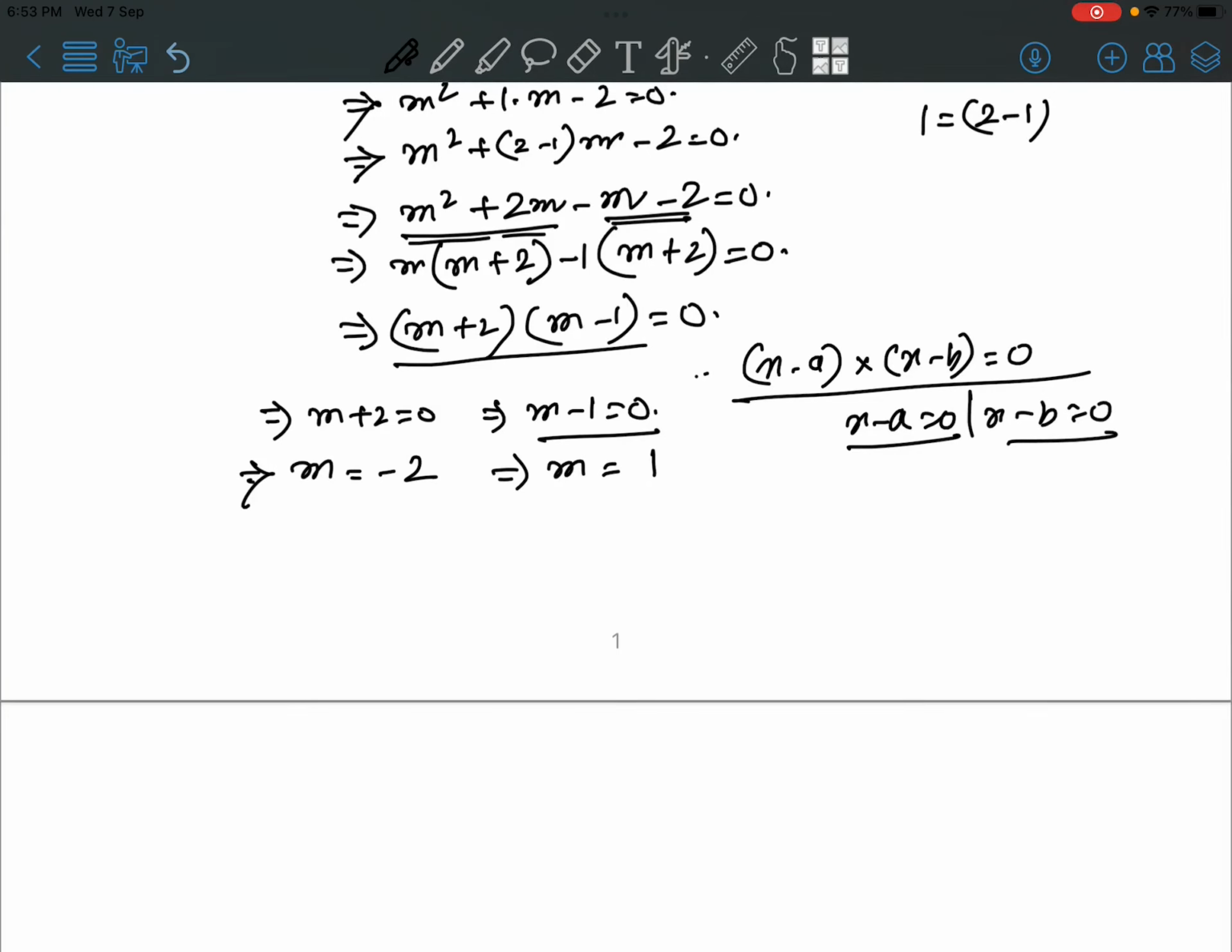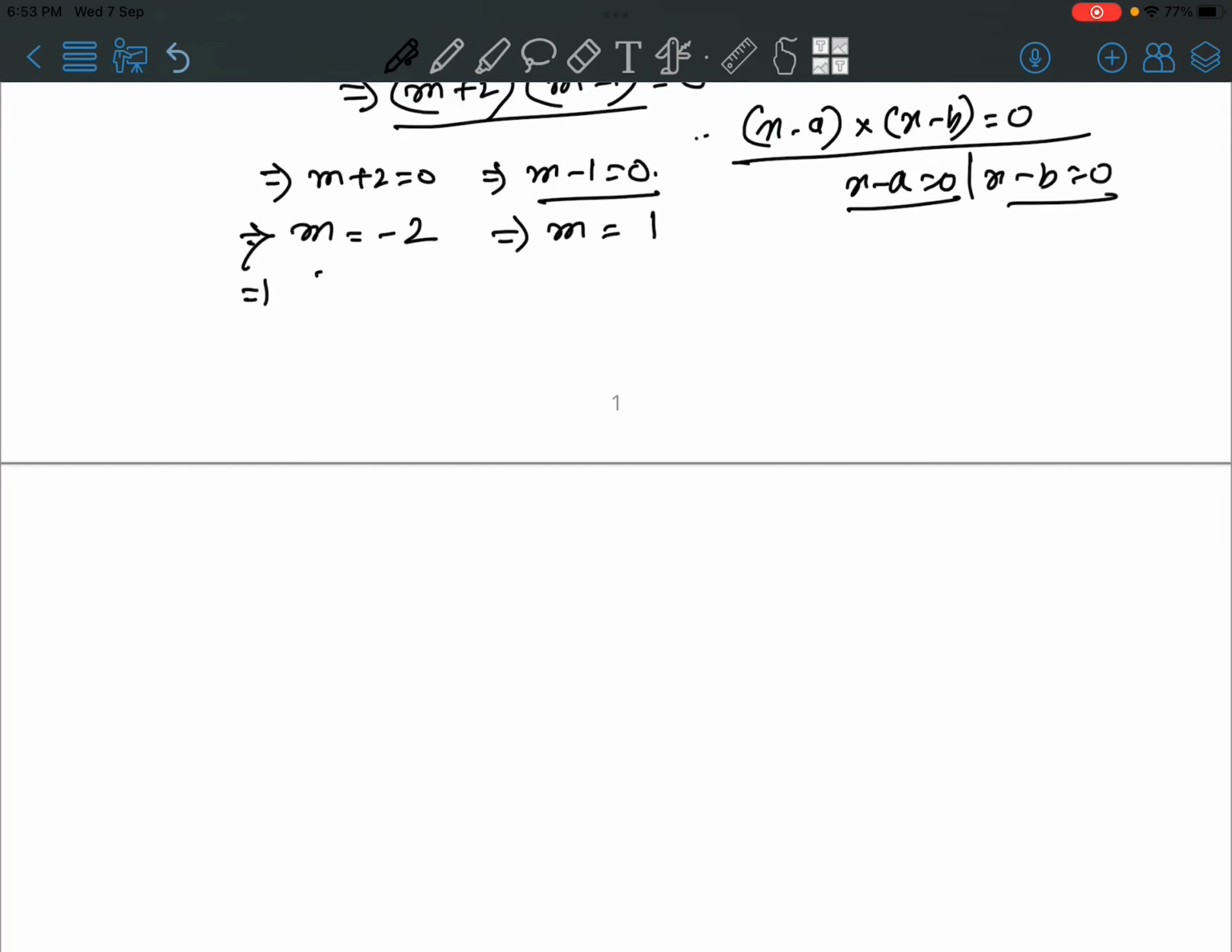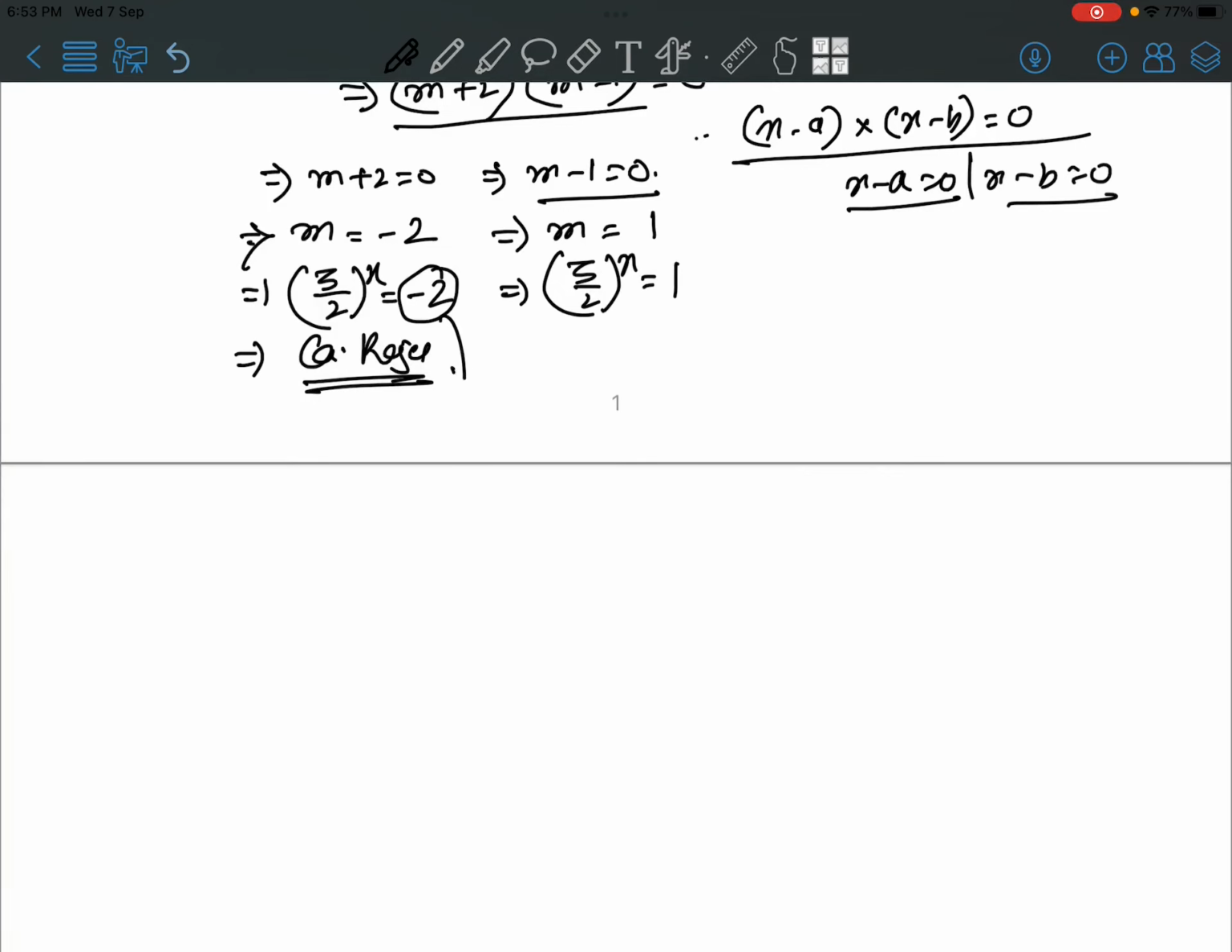Now we are going to replace what we took as m. We took m as (3/2) to the power x. In one case, (3/2) to the power x equals minus 2, and in the other case, (3/2) to the power x equals 1. So this one will be rejected. Minus 2 cannot be converted in the form of 3/2, so it will be rejected. It cannot be done. So we reject (3/2) to the power x equals minus 2.